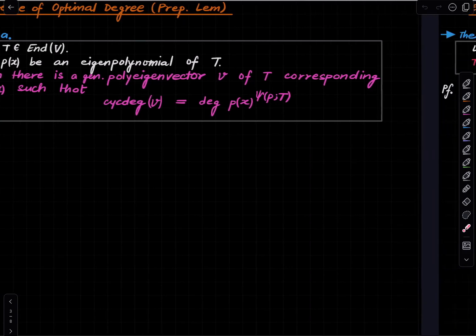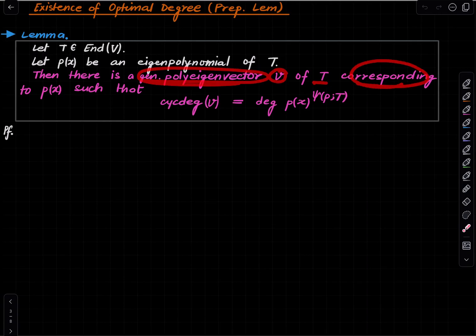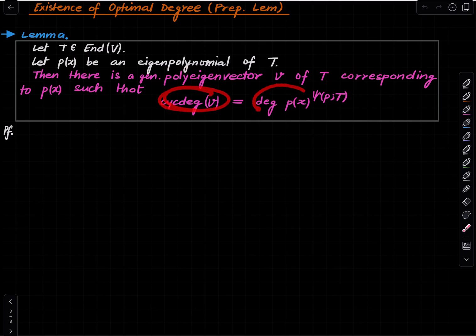So here is the lemma. Fix an endomorphism T on a vector space V and let P(x) be an eigenpolynomial of the endomorphism. Then there is a generalized polyeigenvector v of T corresponding to P(x) such that the cyclic degree of v is the maximum possible amongst all generalized polyeigenvectors of T. So this inequality is obvious because if you restrict T to the space of all the generalized polyeigenvectors, the minimal polynomial of the restriction is the same as this.